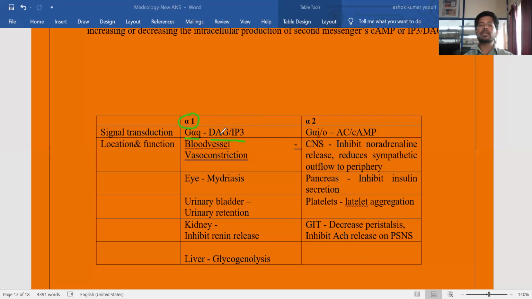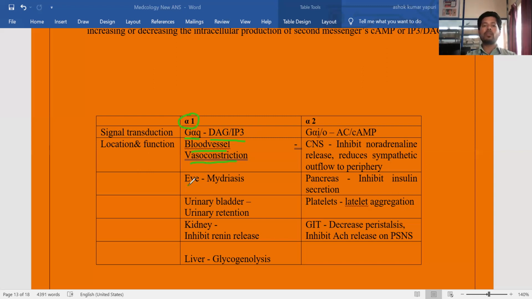Here the signal transduction system in the alpha 1 receptor is G alpha Q, and the secondary messengers are DAG as well as IP3. When diacylglycerol and inositol triphosphate levels increase, it ultimately increases the calcium levels. Regarding the location and functions of the alpha 1 receptor, alpha 1 receptors are present on blood vessels. When the DAG IP3 system is activated, it increases the calcium. Increased calcium on the blood vessel causes vasoconstriction.